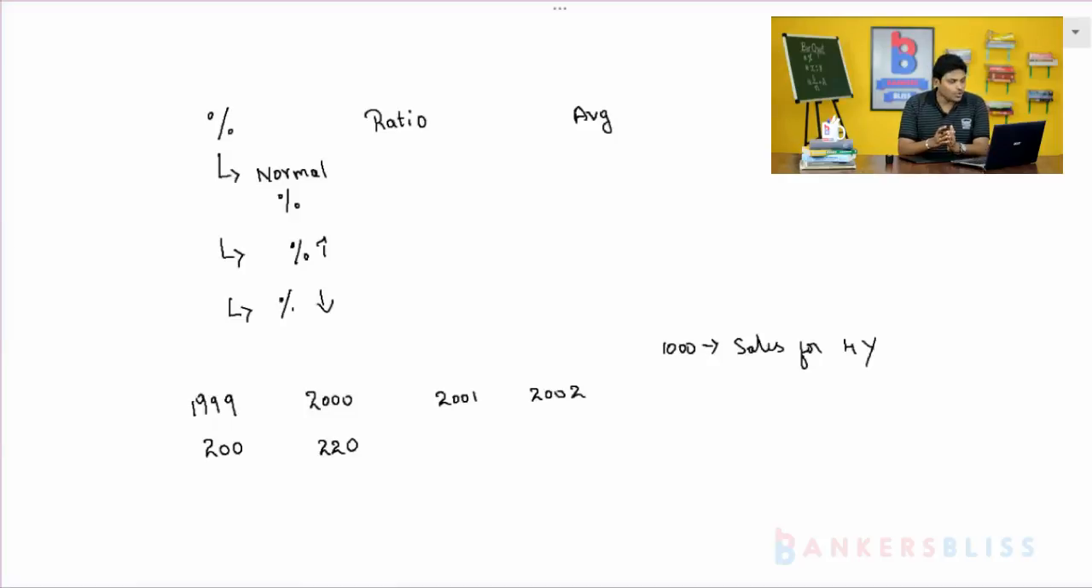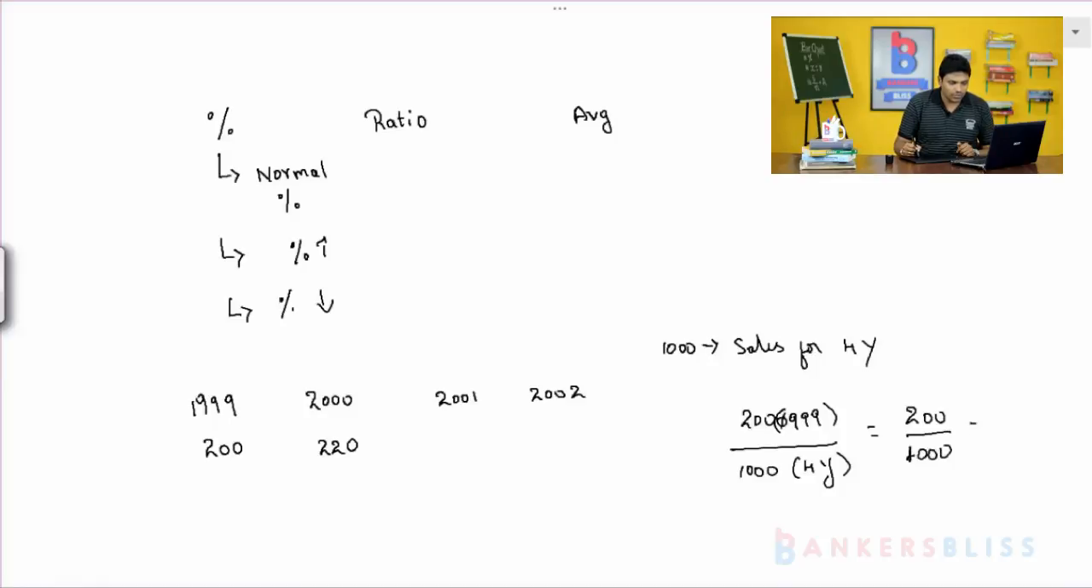Now, 1999 forms what percentage of the total sales for the 4 years? That is the question they are asking. You have to calculate the percentage it forms. So that is 200 in 1999 divided by 1000 in all the 4 years, which is equal to 200 by 1000, which is equal to 20 percentage.